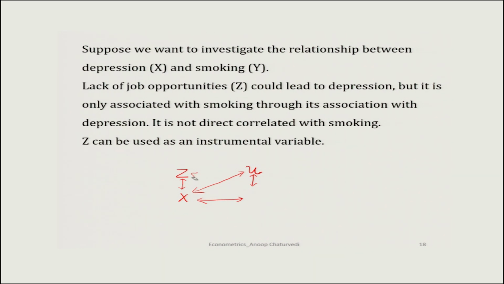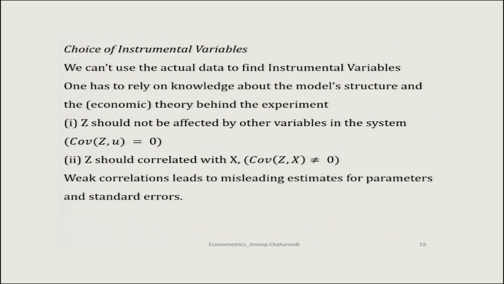But if z is related with y through its link with x, that is, z has a link with x and x has a link with y, then you can use z as an instrumental variable. Choice of instrumental variables. Of course, we cannot use the actual data to find instrumental variables. It is very difficult to distinguish between the different situations which we have just discussed on the basis of data. You do not have any testing procedure to test whether z has a link with y only through x.